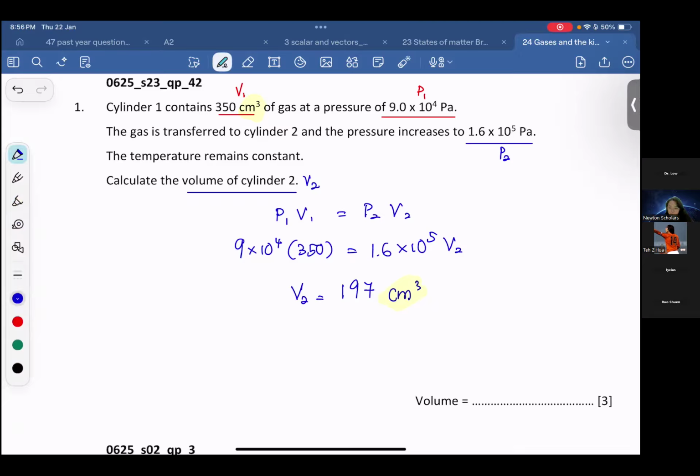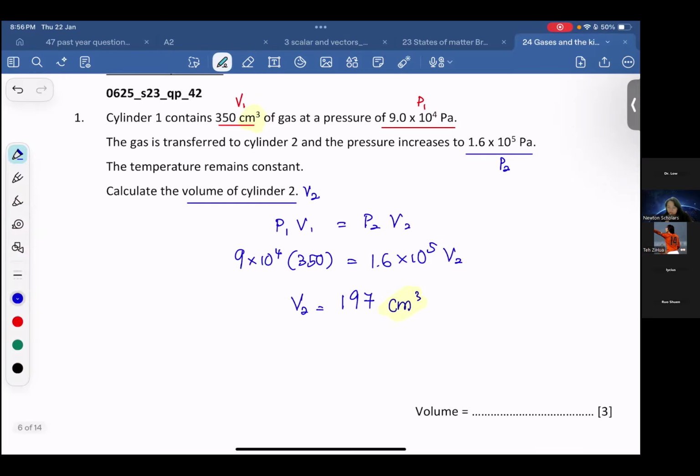Okay, can you try question number 2? See whether Angeline is able to answer or not. Question number 2. For question number 1, the rest of you, is it okay? Do you get the idea of how we apply Boyle's law? Is it okay?